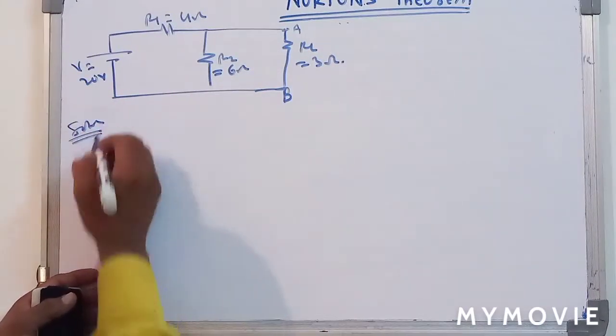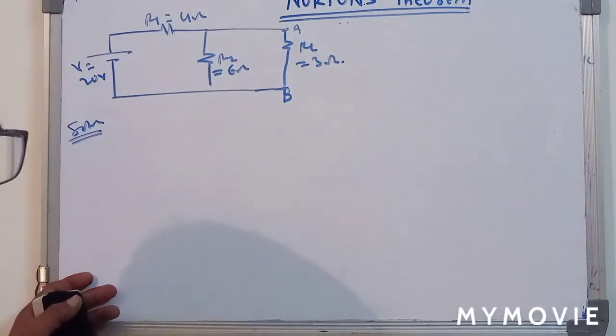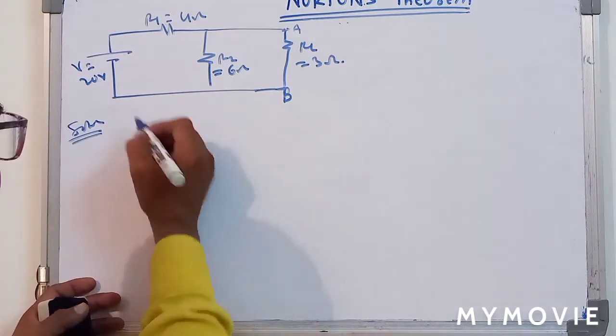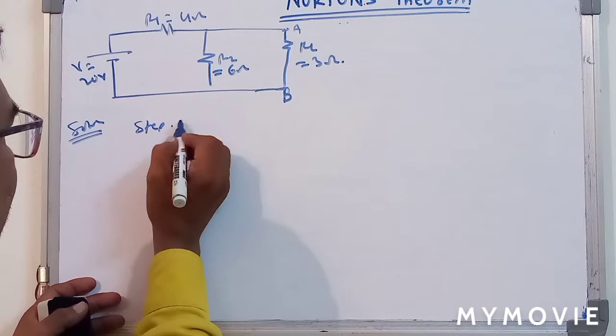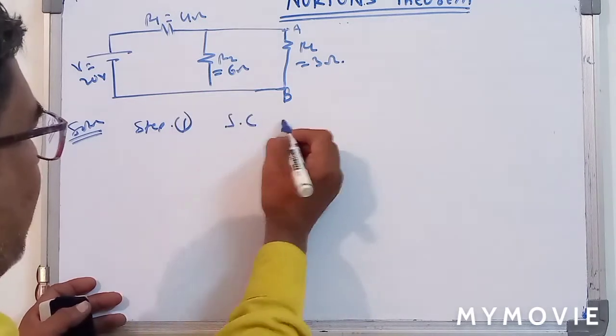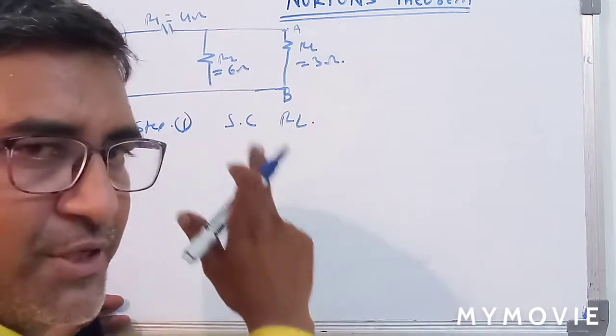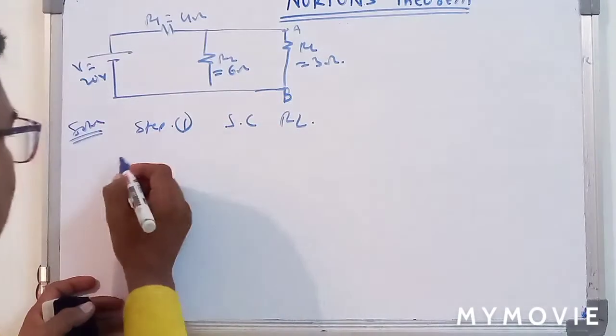Solution. So what was the first step? First you have to short circuit the load resistance. Write down here step number 1: short circuit RL. Short circuit the load resistance RL and we draw the circuit.